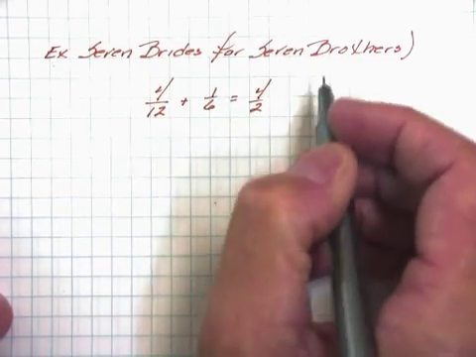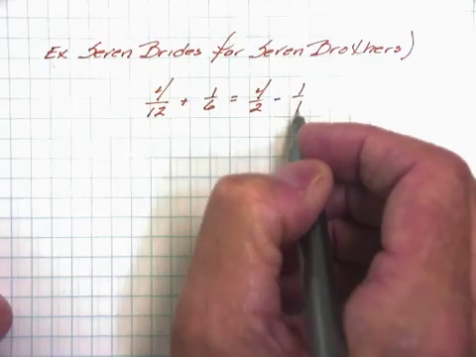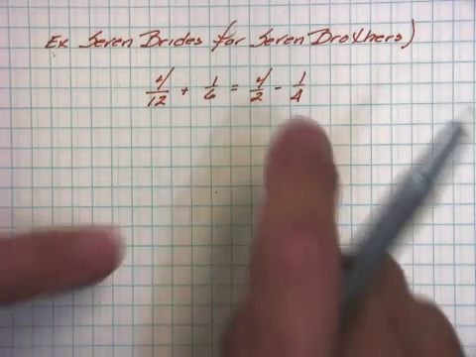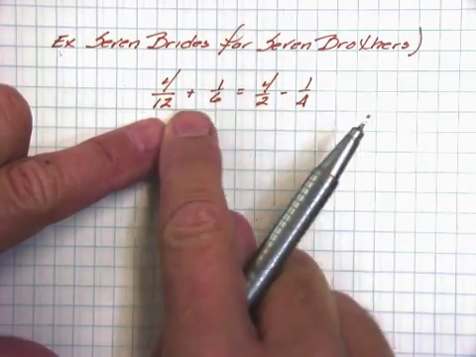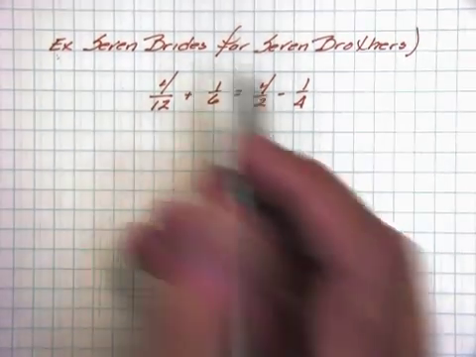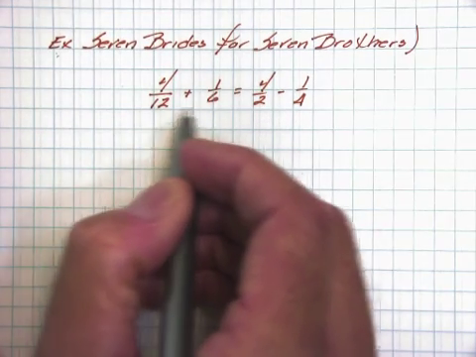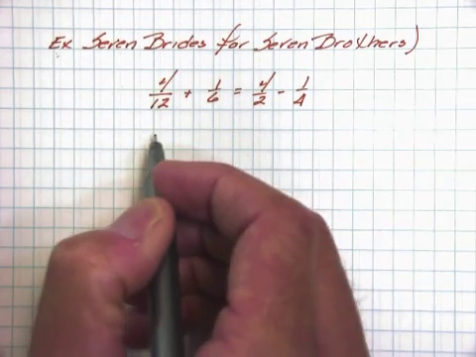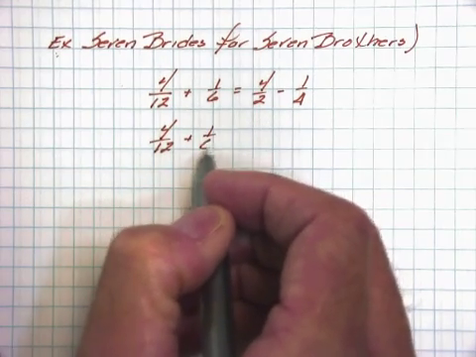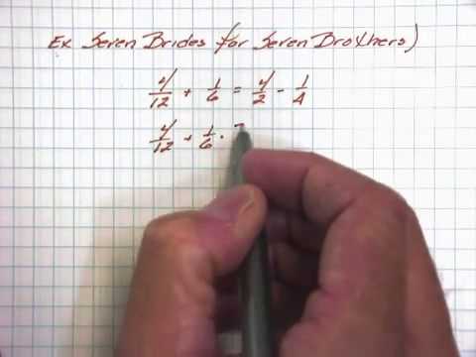It is y over 12 plus 1 over 6 equals y over 2 minus 1 over 4. Okay, a couple ways to do this. One is to look at each side of the equal sign individually and try to get common denominators. So we're going to start with that method.